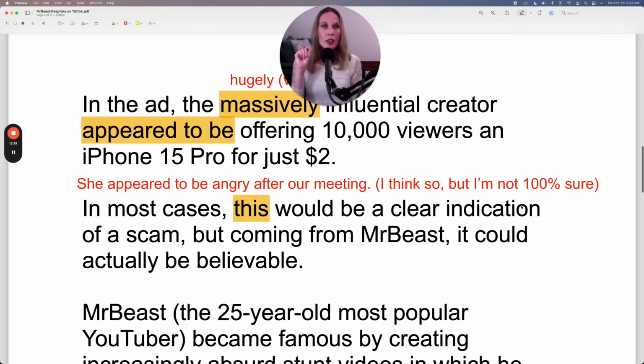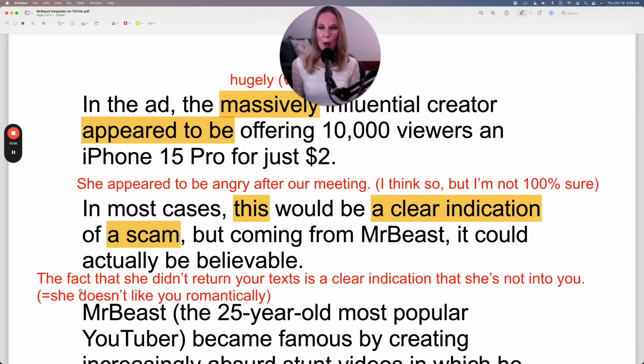Now, a clear indication is when you have information that makes you feel that something is a certain way. So the information you have in this case is the fact that an iPhone 15 Pro is way more expensive than $2. So why would anyone give that away? Obviously, this is a scam. So the clear indication is the fact that the price is just so cheap.